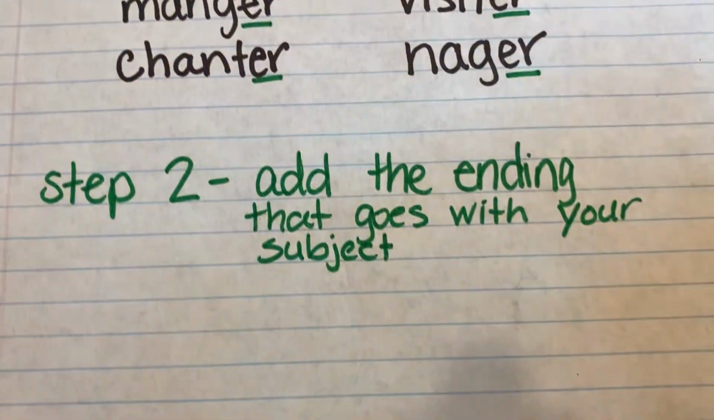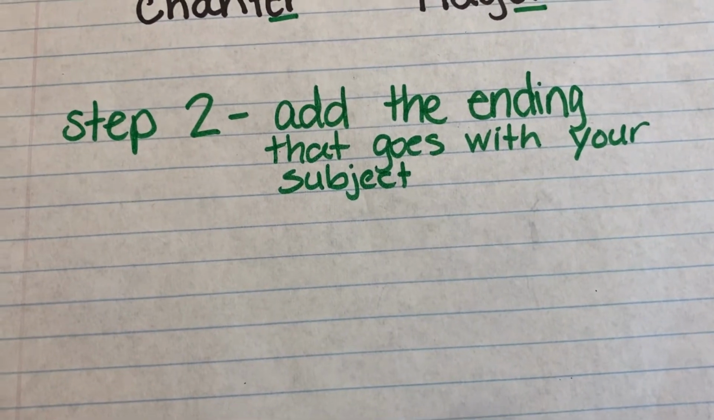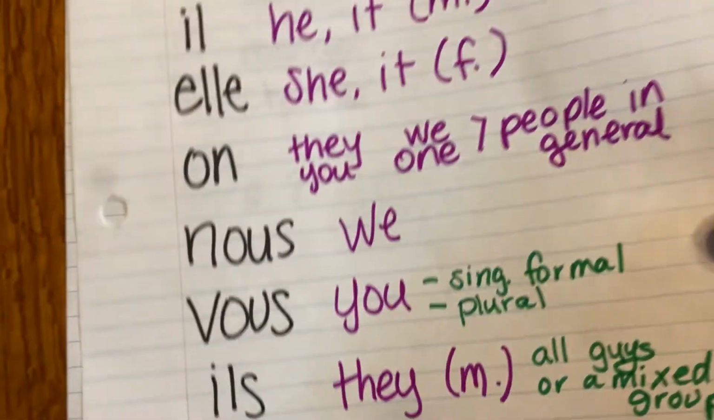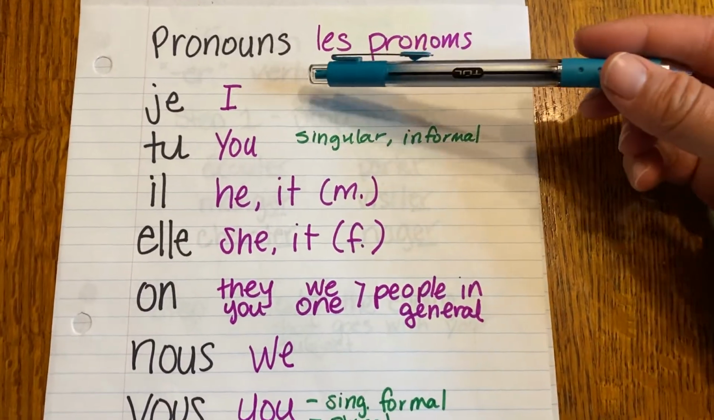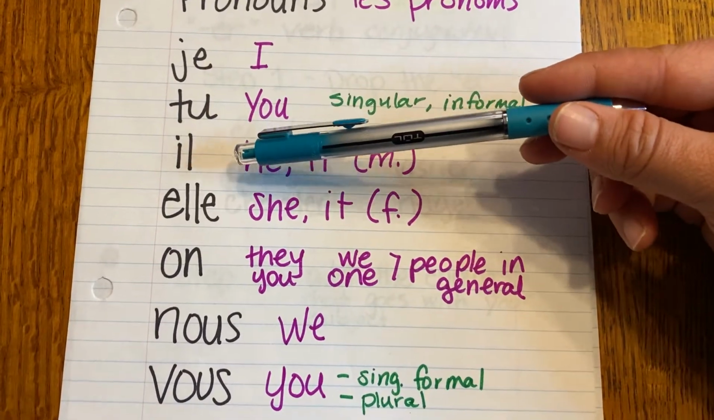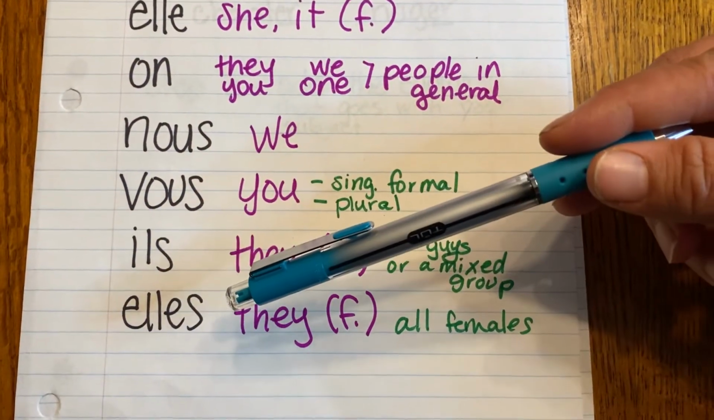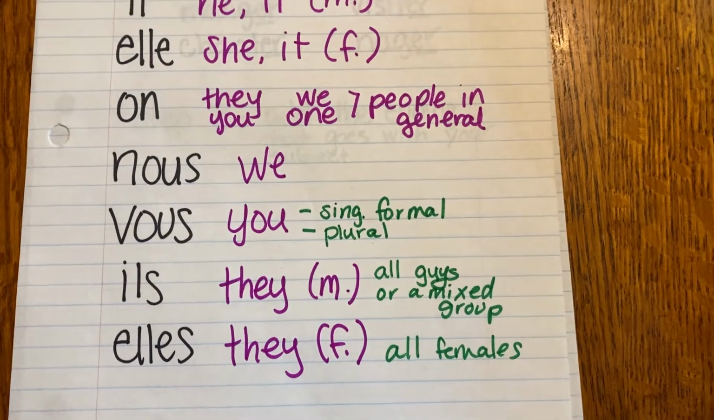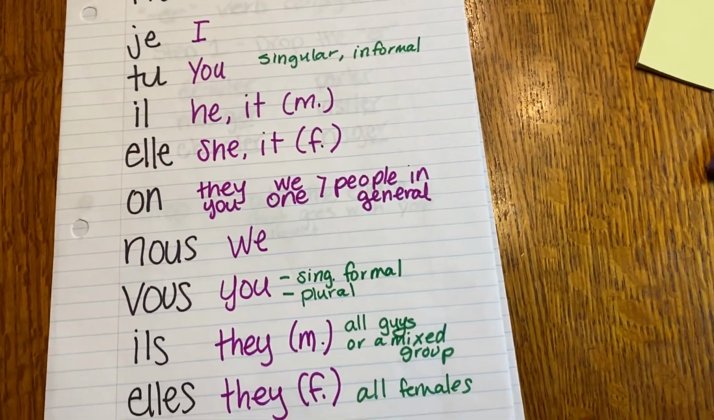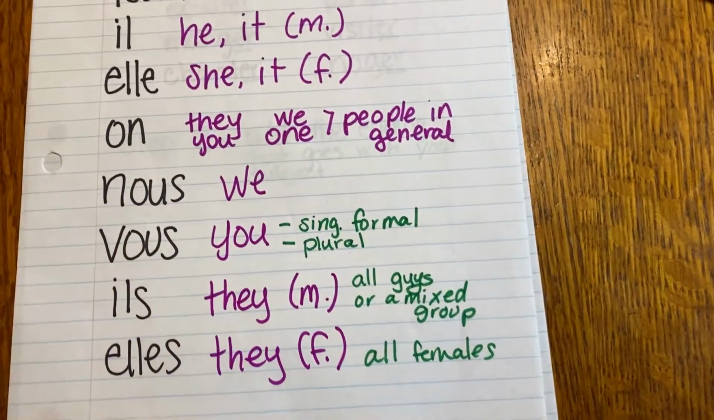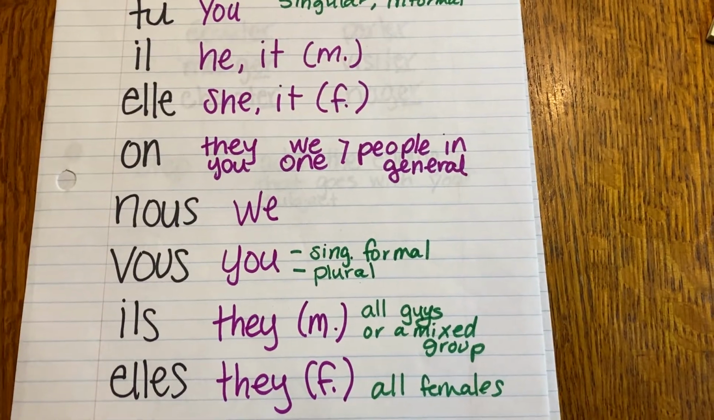Step 2 is you're going to add the ending that goes with your subject. So if you remember, we've learned les pronoms, the pronouns. Je, tu, il, elle, on, nous, vous, ils, elles. And if you don't remember these, I have a video where we can go over those later. I'll give you a link.